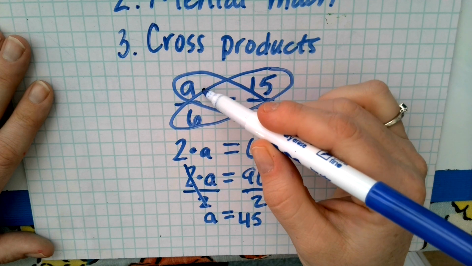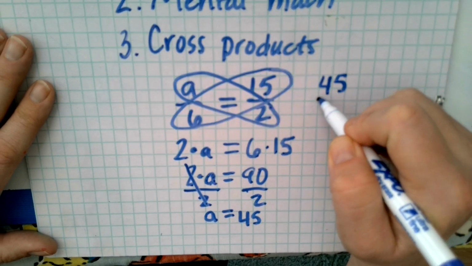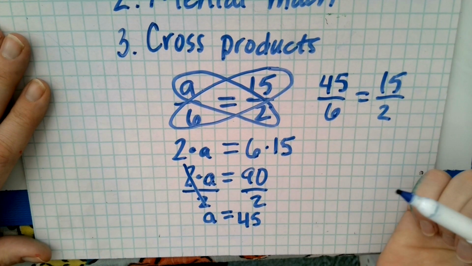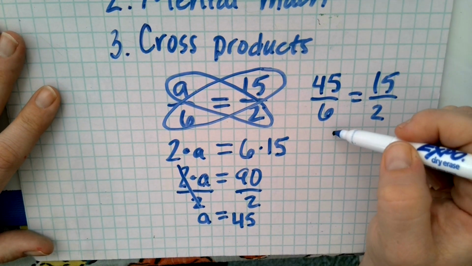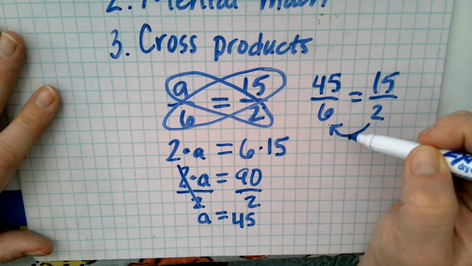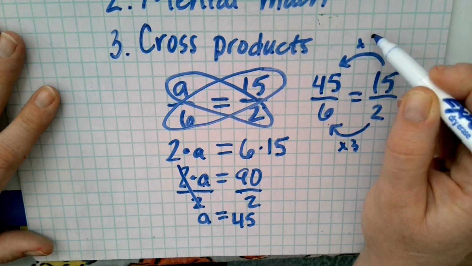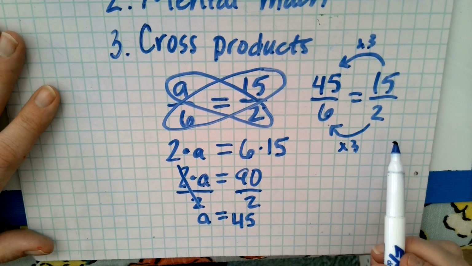So if we go back up here, instead of a, we would say 45 over 6 equals 15 over 2. And if we do a quick check with mental math, we might say, I know if I multiply this by 3, I get to 6. And if I multiply 15 by 3, I get to 45. So that's your quick check. And yes, our proportion is right.